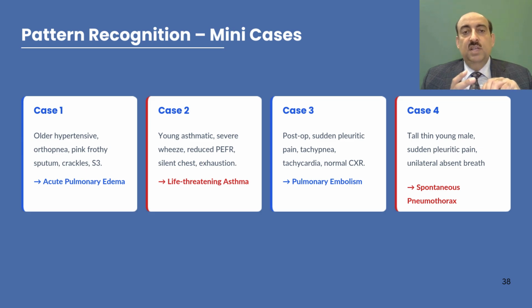Case number 3, post-operative sudden pleuritic pain, tachypnea, tachycardia, normal chest x-ray, day 2 or day 3 post-operative, high probability of pulmonary embolism unless and until proven otherwise. Case number 4, a tall, thin, young male, sudden pleuritic pain, unilateral absent breath sounds, think of spontaneous pneumothorax. Again, depending upon the severity, is it tension or not, it depends upon the clinical scenario.